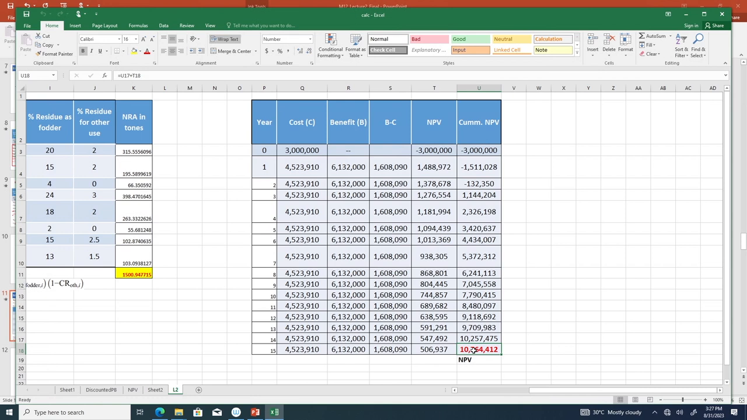107,64,412 INR. It's a significant amount of saving, right? So you can see here how we have done the calculations, and it is not so complicated. But we must know the procedure for how this can be solved.